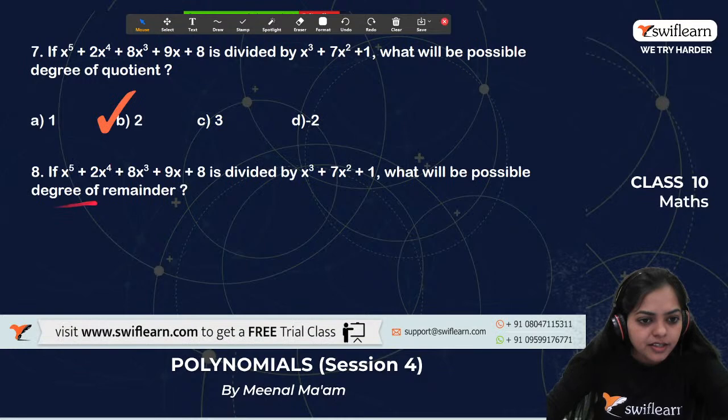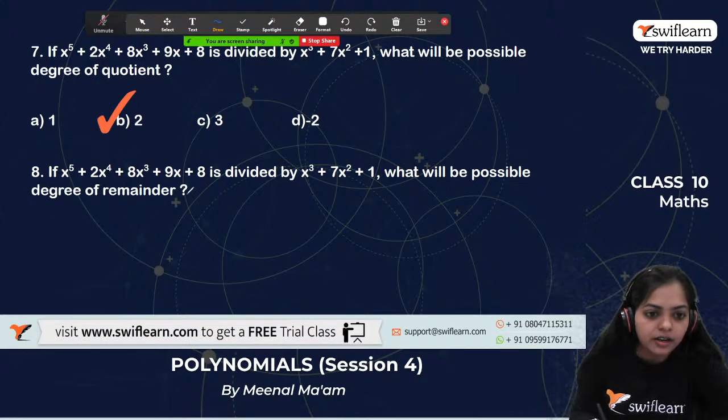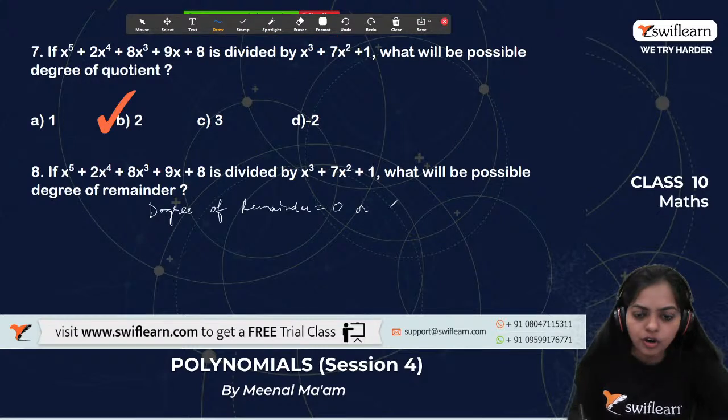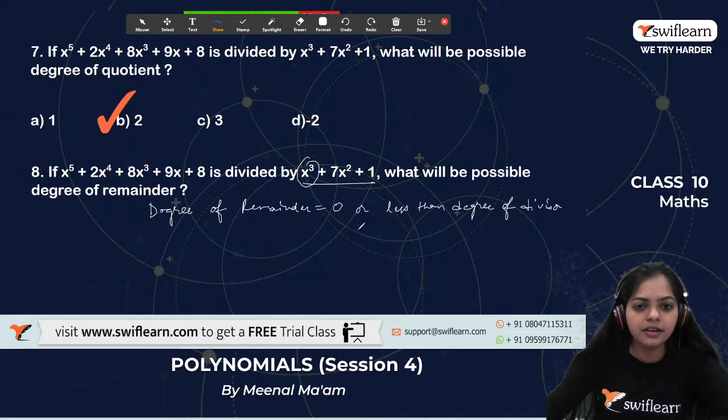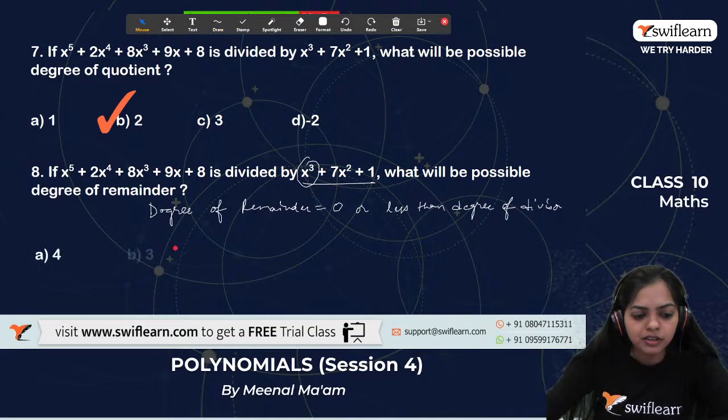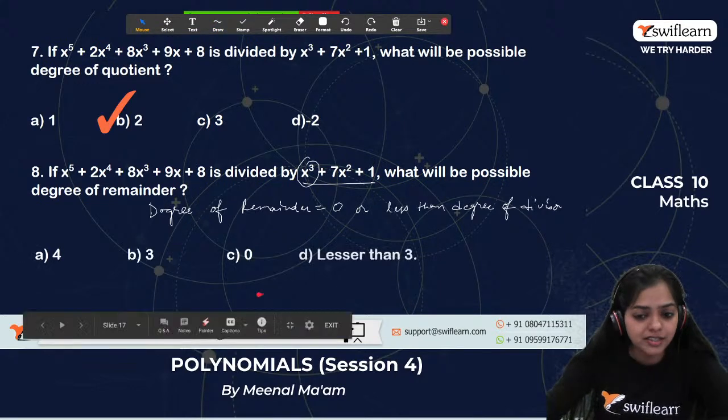So it is asked that the degree of remainder will be what? So we know that degree of remainder is equal to 0 or less than the degree of divisor. Yes, and here the divisor degree is 3. Yes, it is the divisor, so its degree is 3. So the degree of remainder will be less than the degree of divisor. So let's have a look over the options: 4, 3, 0 or lesser than 3. What do you all say?